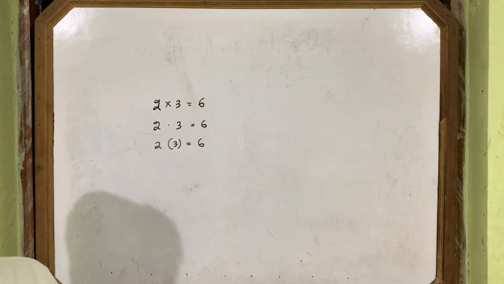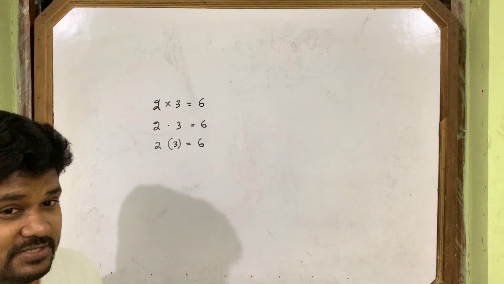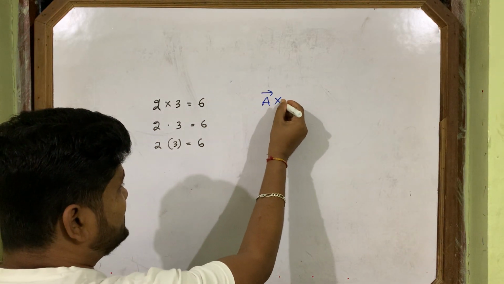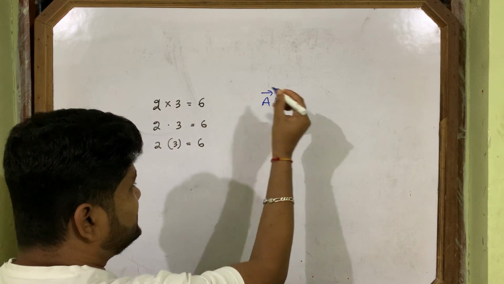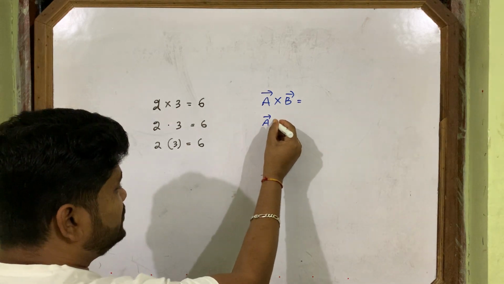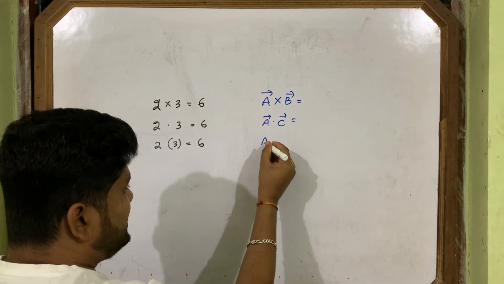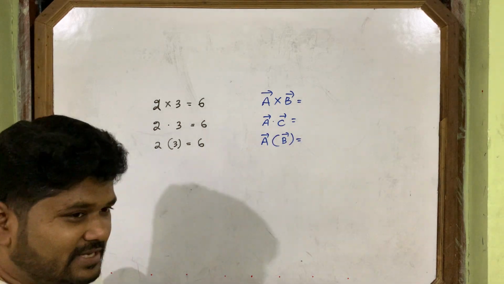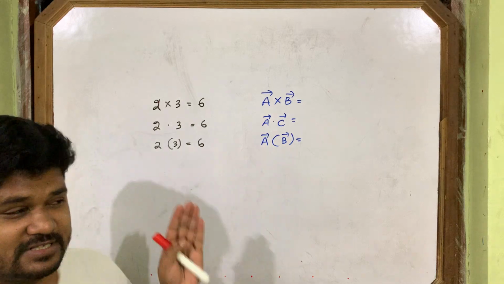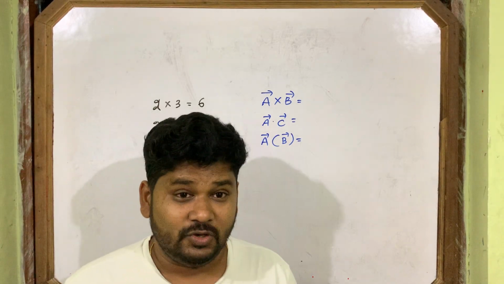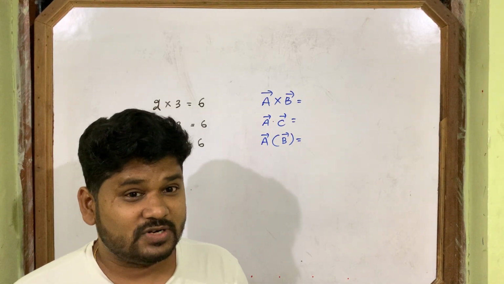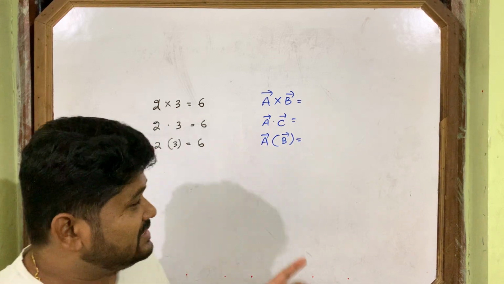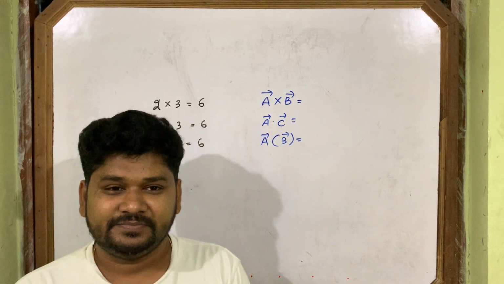Can I use the same thing when I write vectors? When I do multiplication of two vectors, I will put a cross sign, I will put a dot sign, and I will give brackets. Is the answer the same, just like the scalar? No, the answer is not the same. There is a hell and heaven difference if we change the symbols.